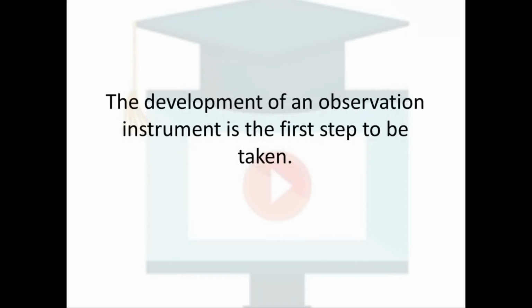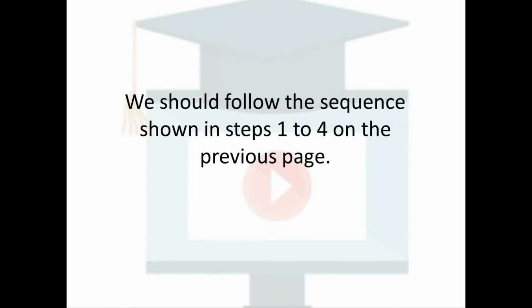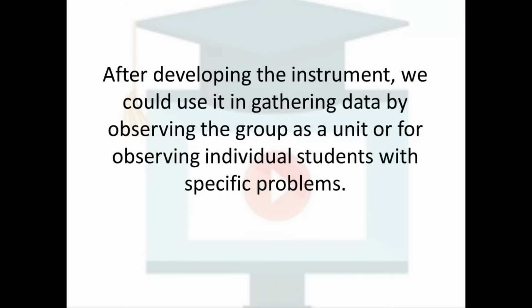The development of an observation instrument is the first step to be taken. We should follow the sequence shown in steps 1 to 4 on the previous page. After developing the instrument, we could use it in gathering data by observing the group as a unit or for observing individual students with specific problems.